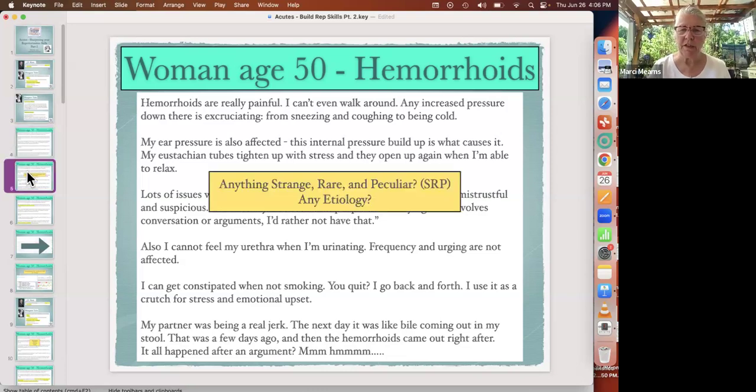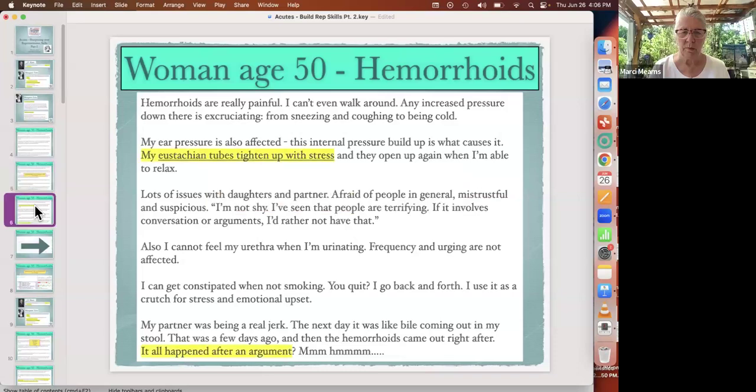That's the case. Anything strange, rare, and peculiar, or an etiology? Here's what I decided to take note of. This is a little strange, the tightening of the eustachian tubes.